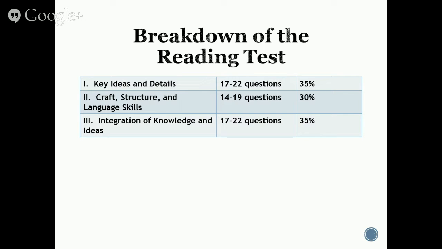But know that all of your key idea and detailed questions are going to be 35% of the test. And so then all of your craft, structure, and language skills are going to be 30% of the test. And then your integration of knowledge and ideas are going to be 35% of the test. And so that's how they're going to break it down when they're grading it. Now, the test is based on a 200-point scale. And please refer to ets.org to see exactly what the score is that you have to make.